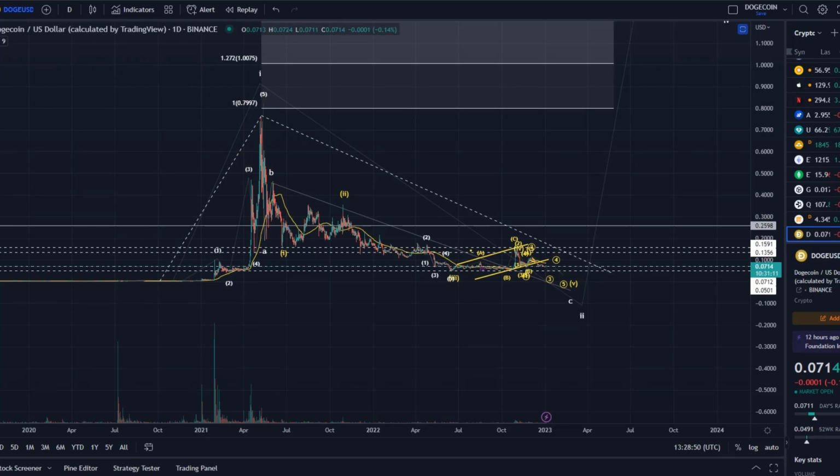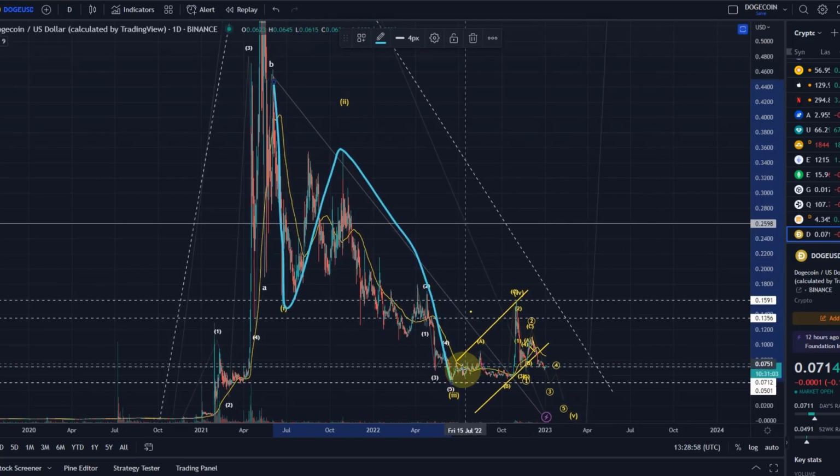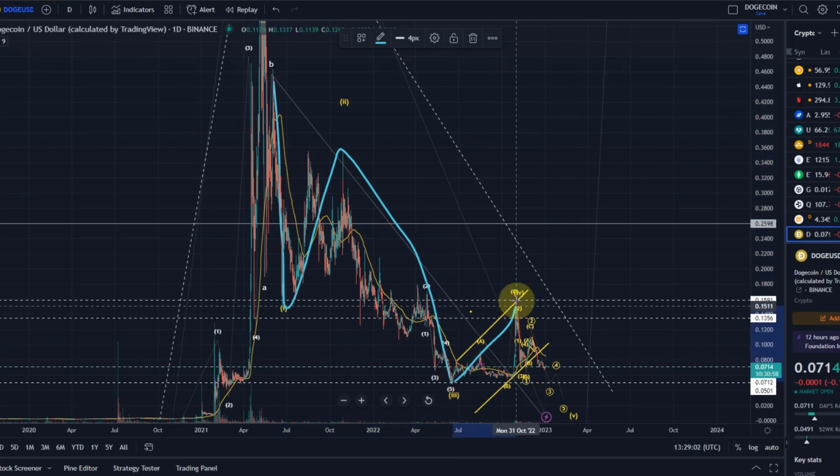Wave AB down, and then here the wave 1 down, the wave 2 up. The wave 3, that was here, the June low at around, where were we, 5 cents, I believe. Then we came up in a wave 4.